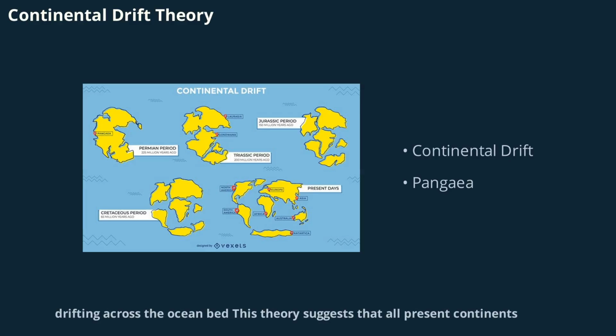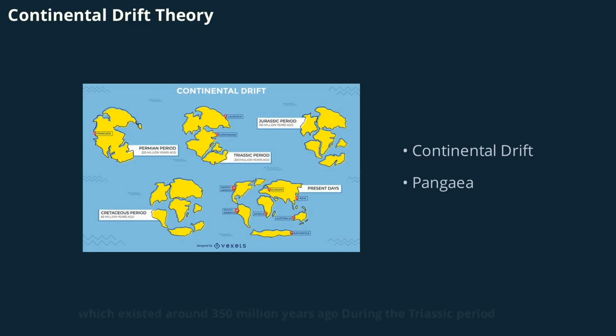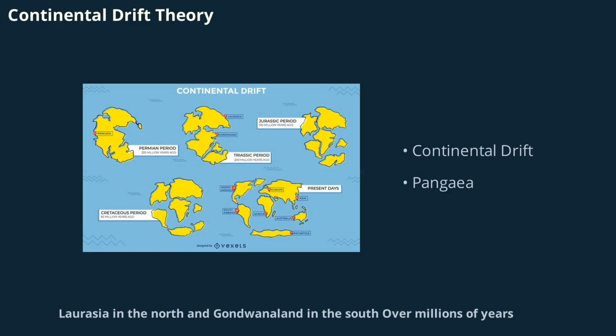This theory suggests that all present continents originated from a single supercontinent called Pangaea, which existed around 350 million years ago. During the Triassic period, Pangaea began to break apart, forming two major landmasses, Laurasia in the north and Gondwanaland in the south. Over millions of years, these landmasses further subdivided into the continents we know today. The concept of continental drift laid the foundation for modern plate tectonics.